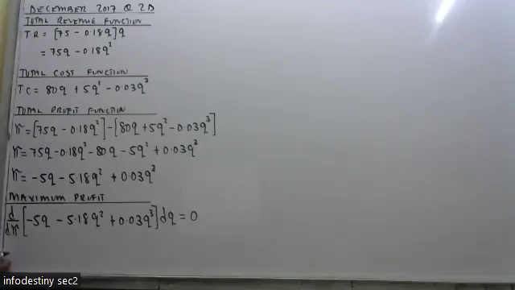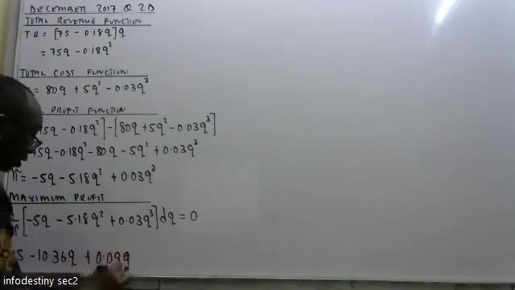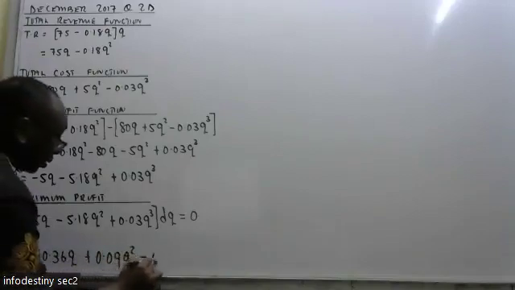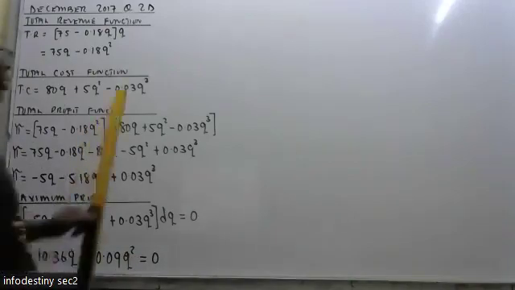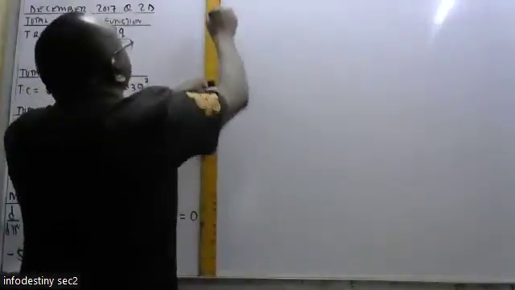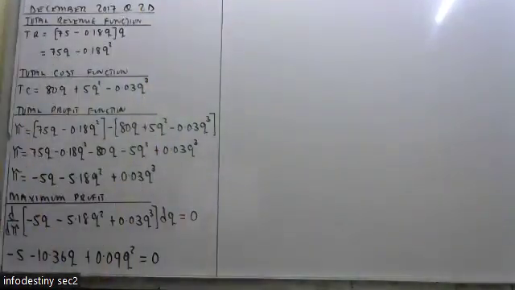So this one adds up as minus 5 minus 10.36Q plus 0.09Q squared is equal to 0. When you differentiate, that is what you get.